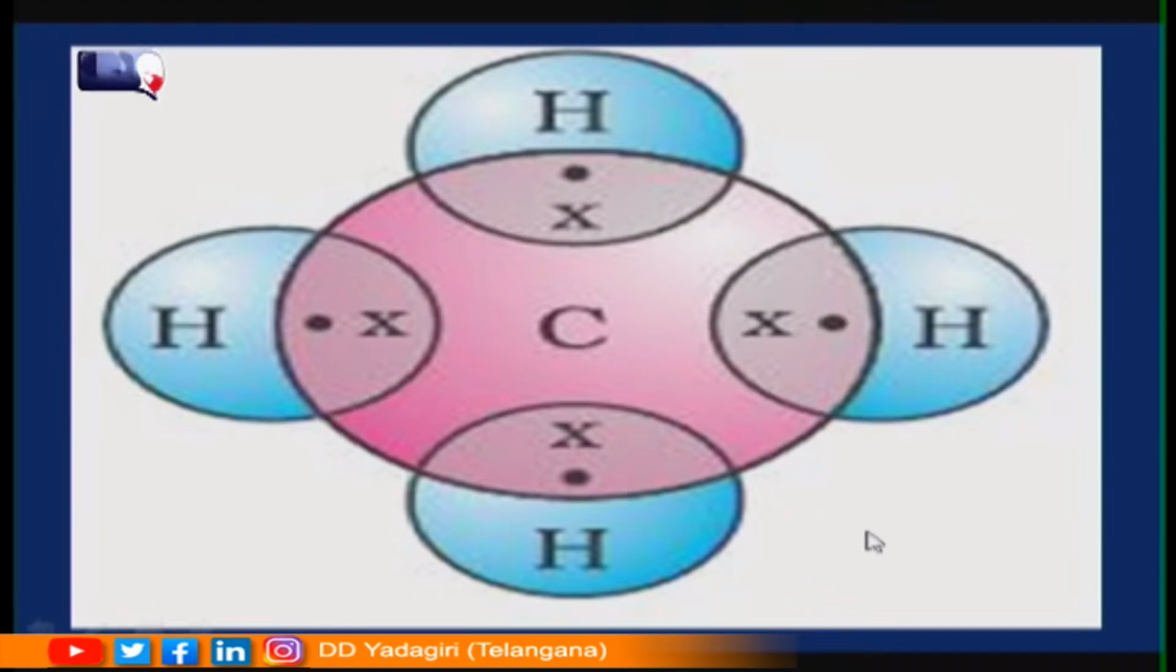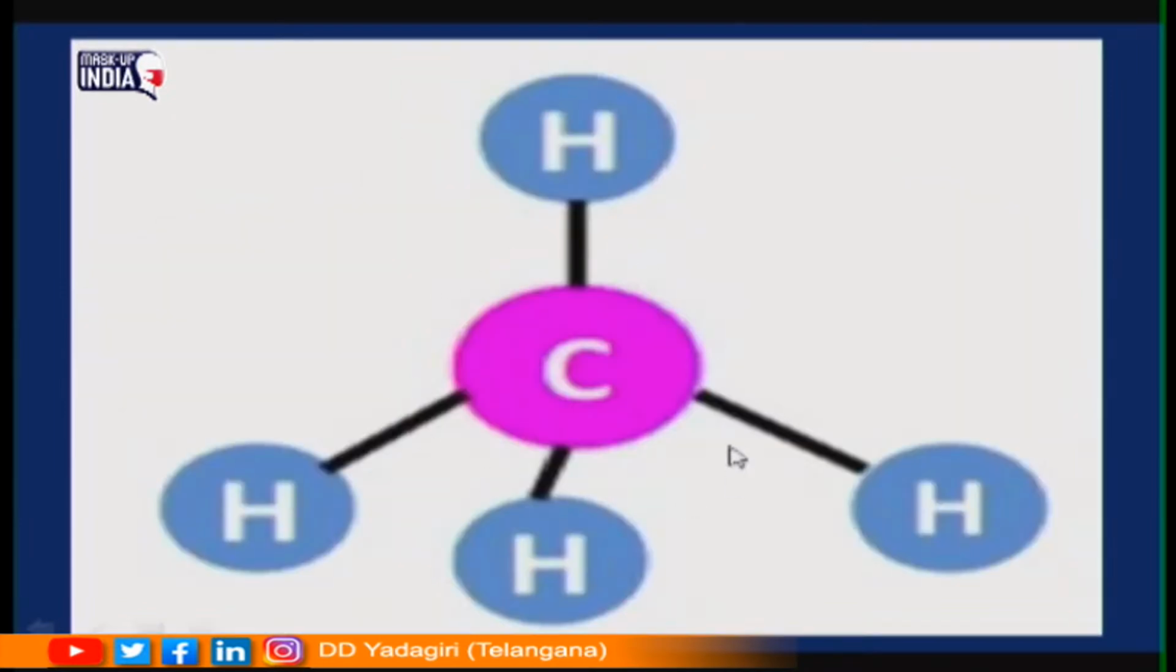But actually the structure of methane is not like this. It is like this. And why is it like this? Why are they forming a tetrahedral structure? We will be learning that in the next theory. So in this picture you can see one carbon is forming 4 single covalent bonds with 4 hydrogen atoms.